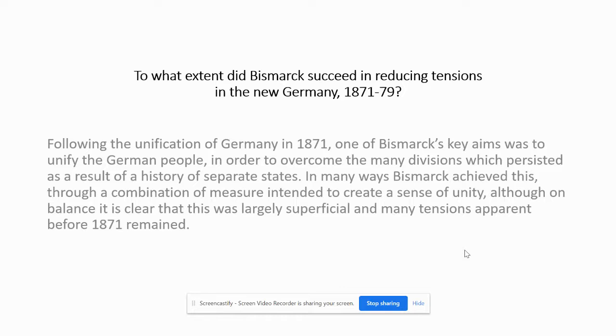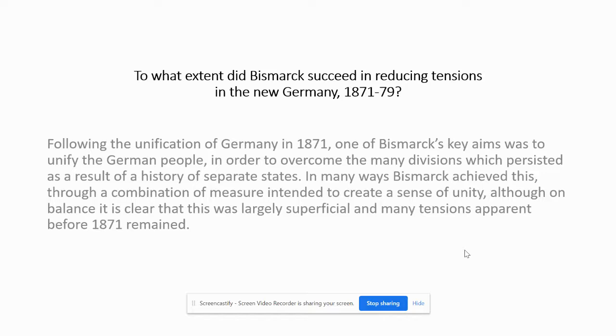We're not talking about longer is better. We're talking about precise is better. So this question: to what extent did Bismarck succeed in reducing tensions in the new Germany, 1871-79? A change and continuity question. The change obviously is succeed in reducing tensions. Continuity would be no, tensions remained.